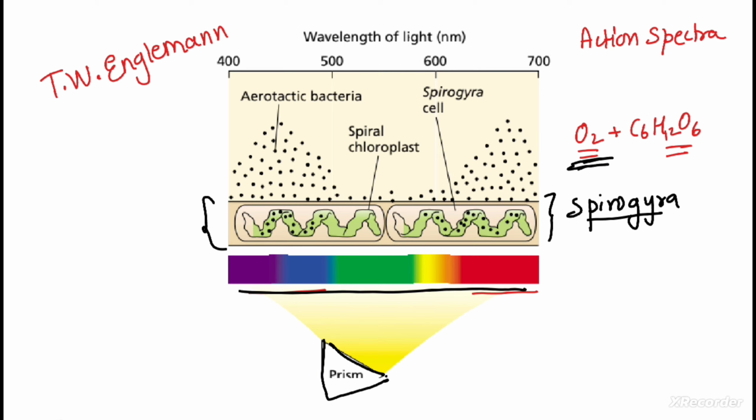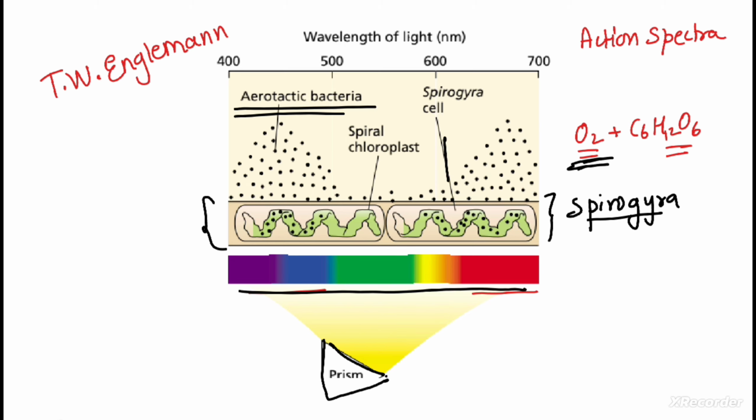And in the system, he added these aerotactic bacteria. Now what do I mean by aerotactic bacteria? First of all, by the term, they are aerobic in nature. Tactic as in they will show movement. Tactic is basically the movement towards aerobic conditions. So overall, maybe in the start, they were all dispersed. But once the process of photosynthesis started, what will actually happen?